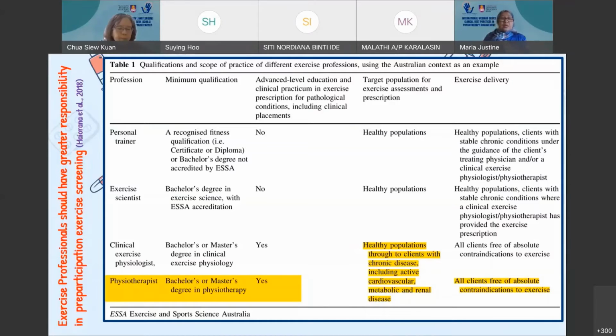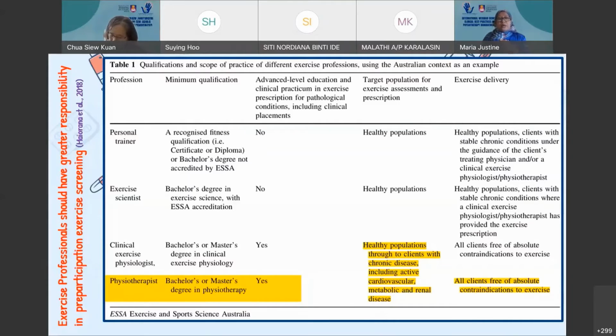Okay, but for physiotherapists, remember that when you were in physio schools, you had to complete a minimum of 1,000 hours of clinical placement that includes the ability to prescribe exercises for people with pathological conditions, right? So that is the requirement as stated by the World Confederation for Physical Therapy, right?